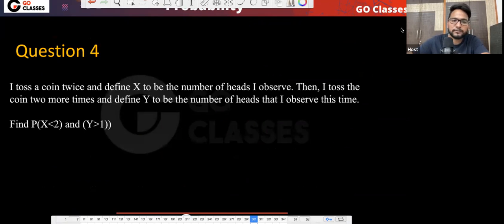Now let's solve this question. What they are saying is: I toss a coin twice and define a random variable X. You can define your own random variable, it's not an issue. So they are defining their own random variable X to be the number of heads I observe. Okay. So what are the possibilities? Maybe head, tail, head, tail, right?